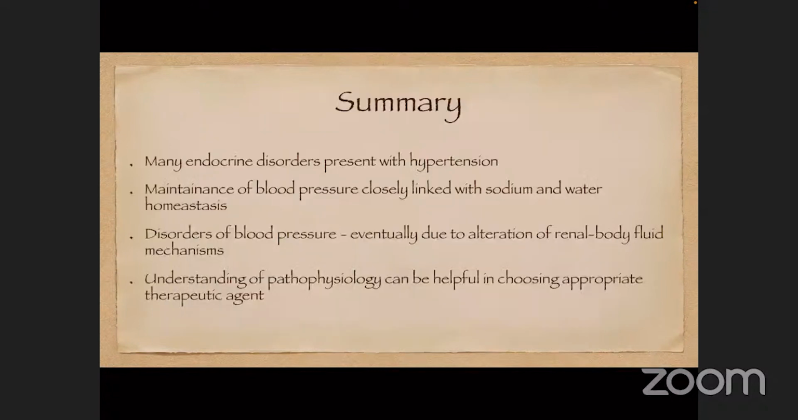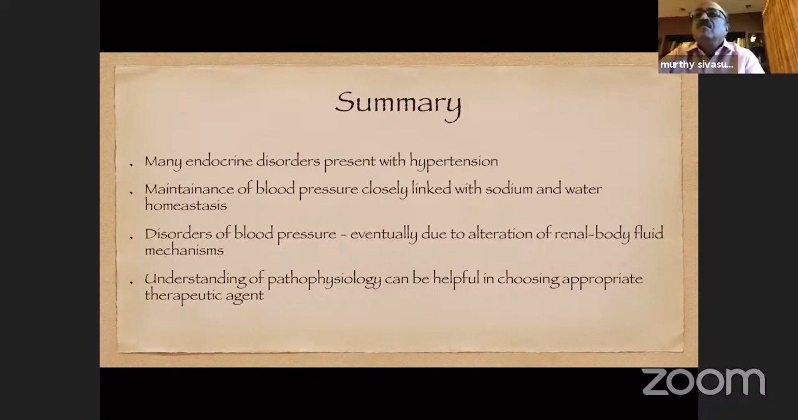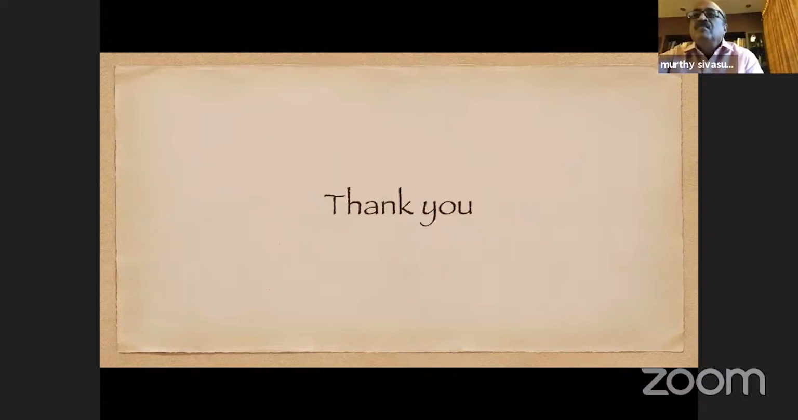So that brings me to the end of this talk. Many endocrine disorders present with hypertension. And it's important to know that maintenance of blood pressure is closely linked with sodium and water homeostasis. And eventually, it always happens due to alteration in the renal body fluid mechanisms. And if we understand the pathophysiology of what is leading to hypertension in each disease, it will help us to choose the appropriate therapeutic agent.